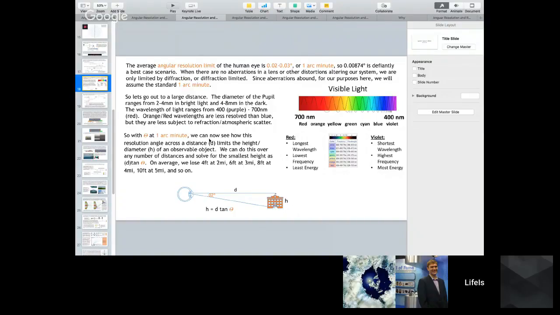I'm just throwing numbers out if you want to mess with this on your own. But what I did was I took 1 arc minute as our average, and that's what I used throughout the rest of it.